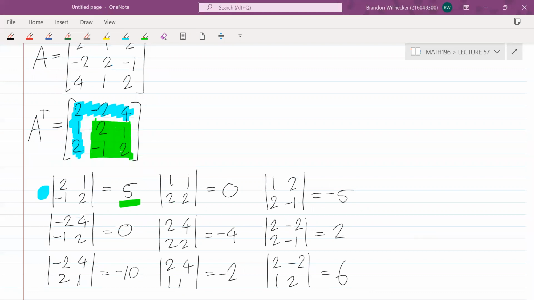Okay, and then you just do the same for all of the entries. So first row, second column, you block out the first row and the second column. You look at the sub entries, you take the determinant, and that gives you your next value. Does that answer your question? Okay, awesome. So that's how you get that one, and then you just do the same thing for the other 8 entries.